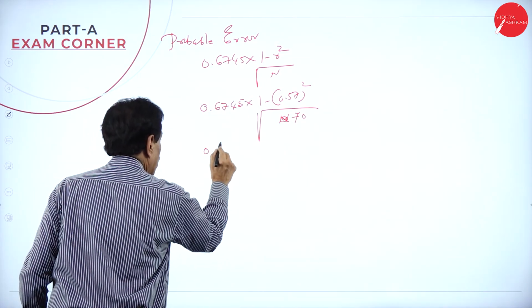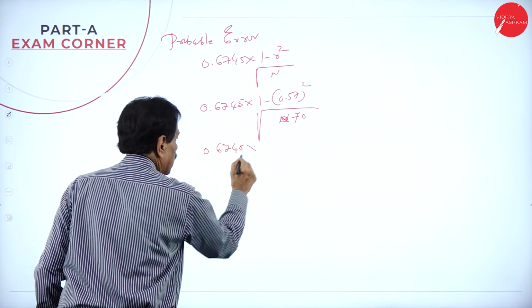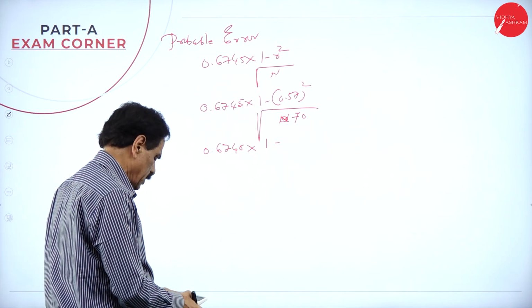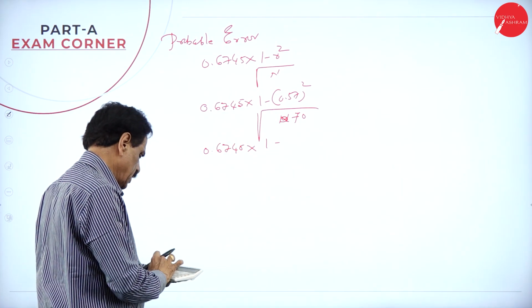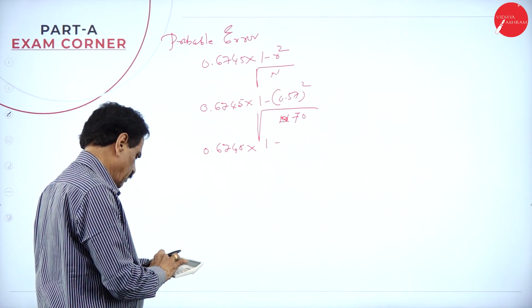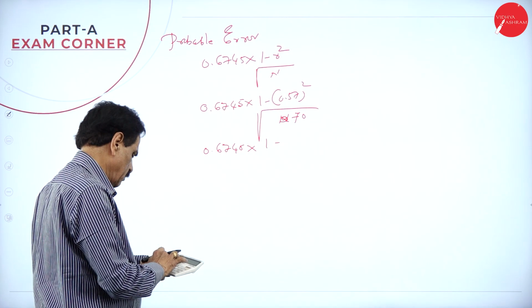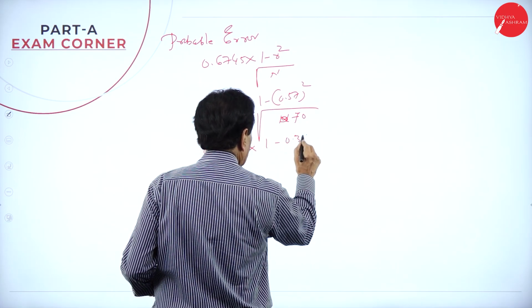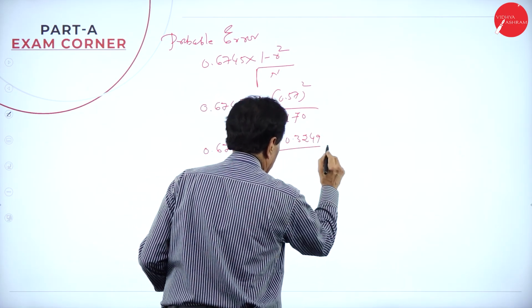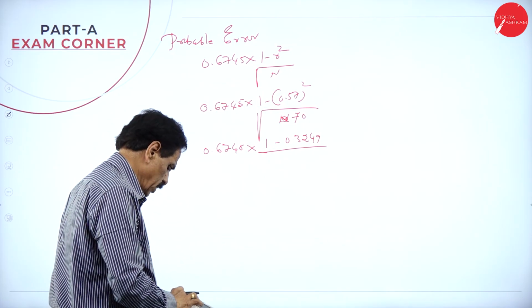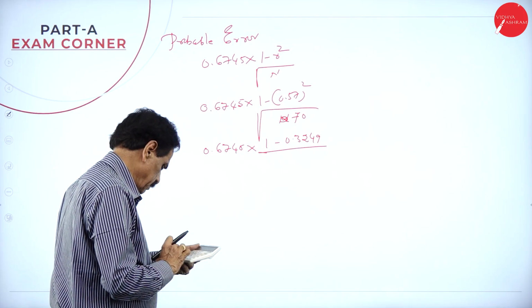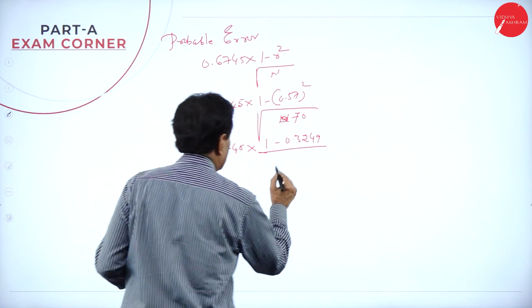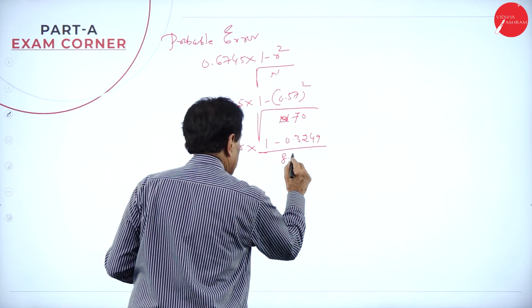Then 0.6745 into 1 minus 0.57 into 0.57. 0.57 into 0.57 is equal to 0.3249, root of 70, 8.366.